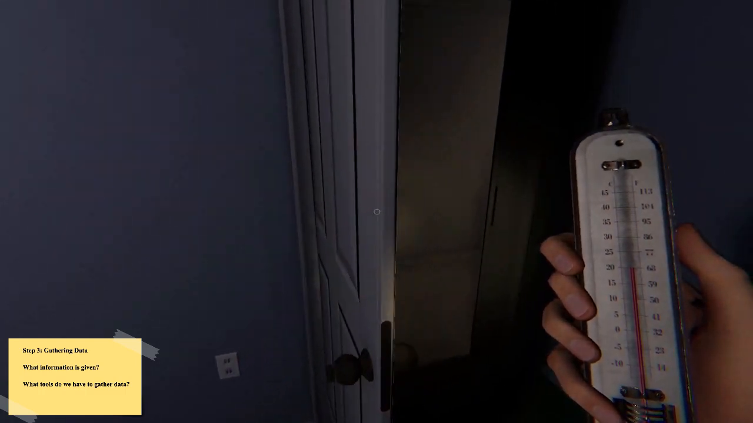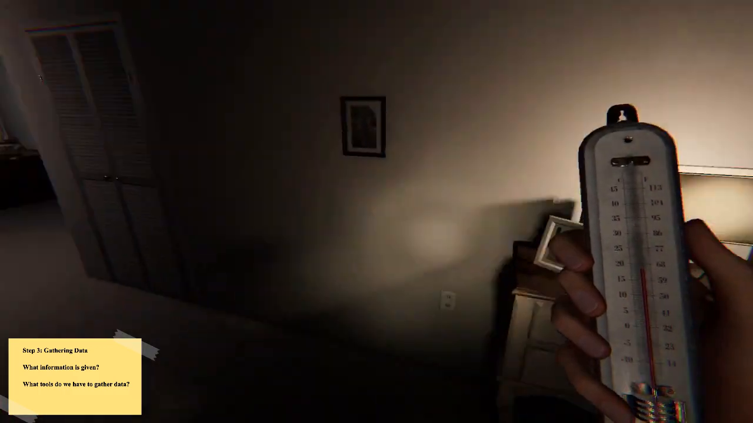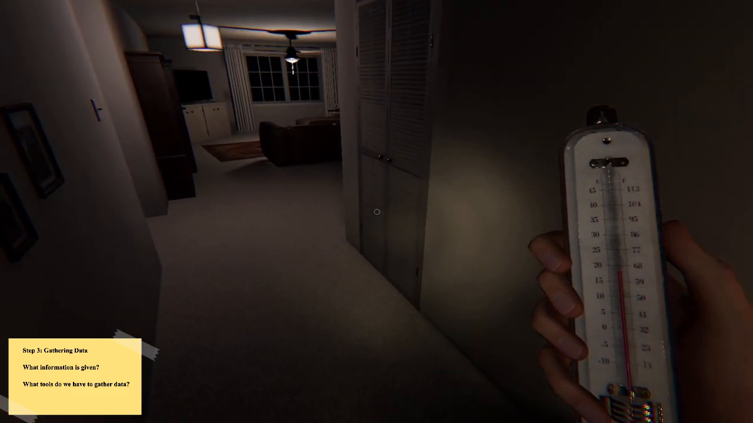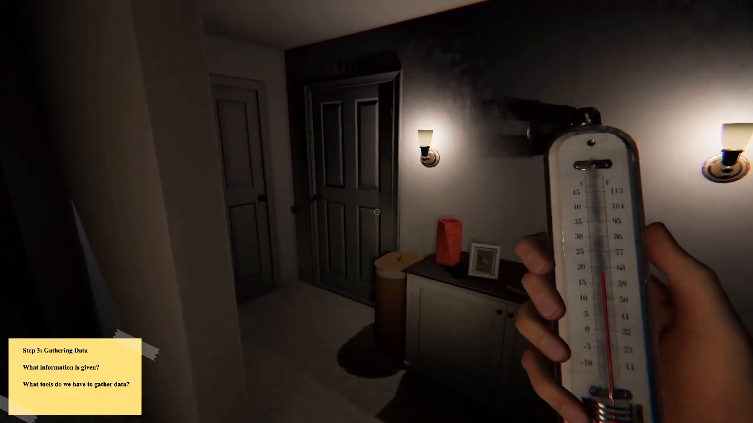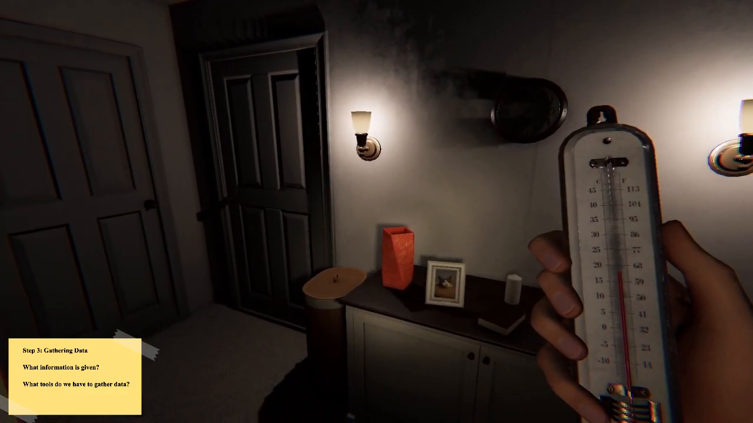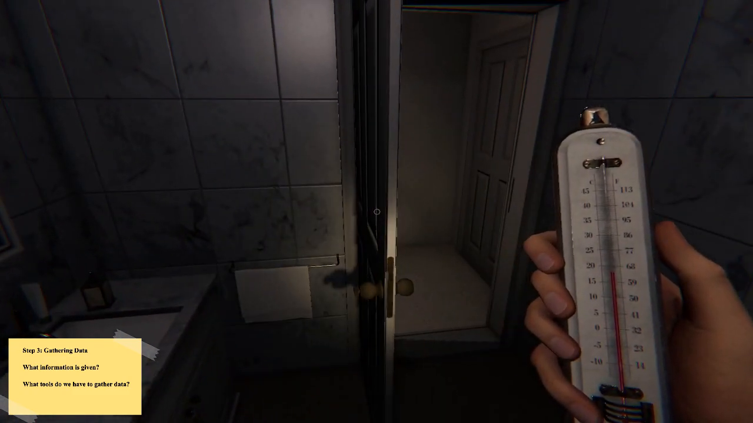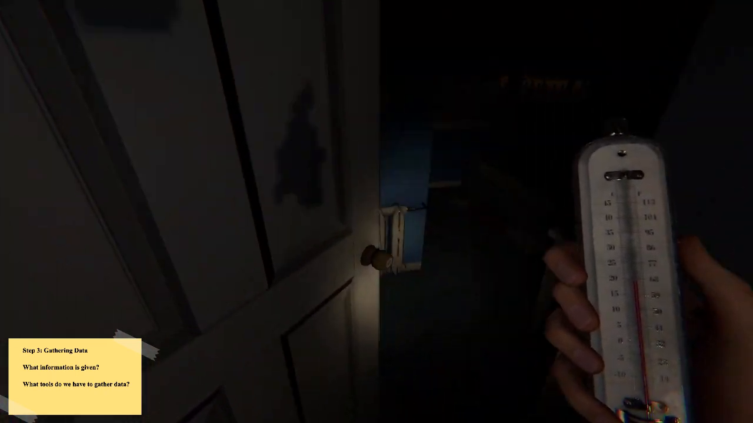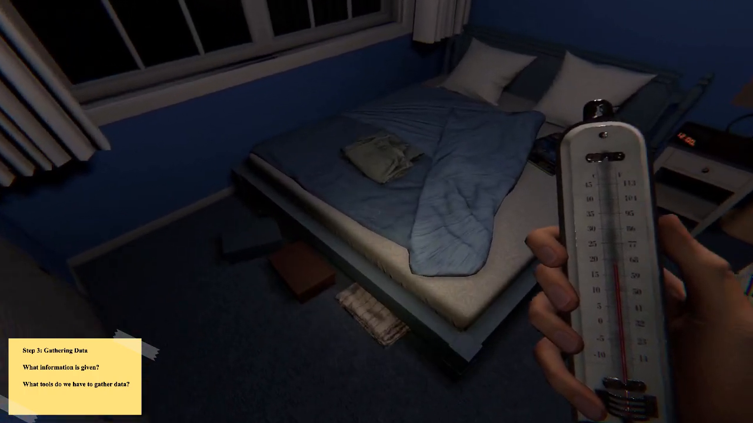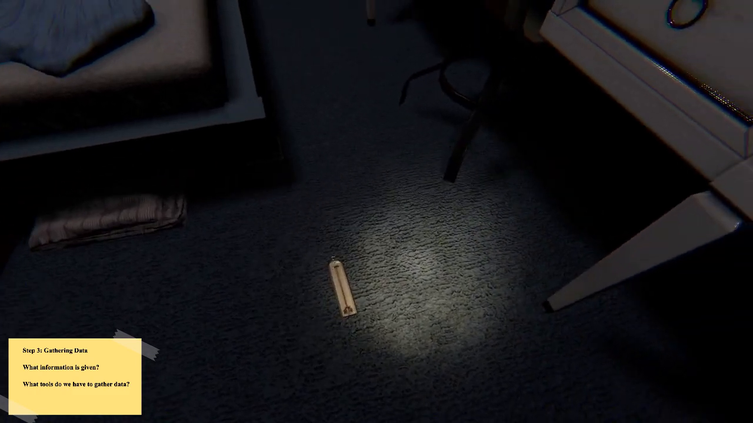So it's getting warmer in here. So it's dropping somewhere in the hallway. Do we have a hallway ghost? Let's check this bathroom. Nope, it goes up in the bathroom. Okay. Let's check this bedroom. There we go. Okay, so we have a ghost in this bedroom.